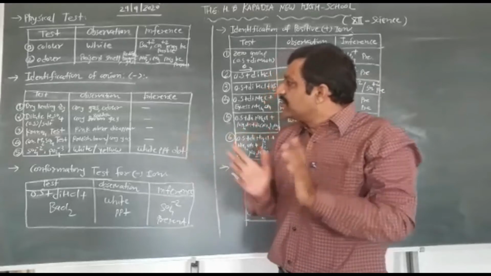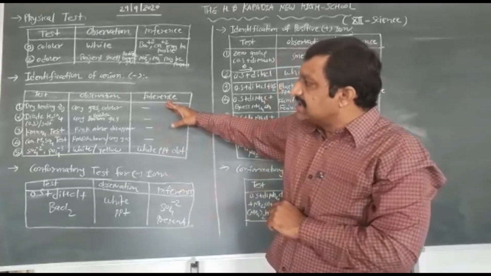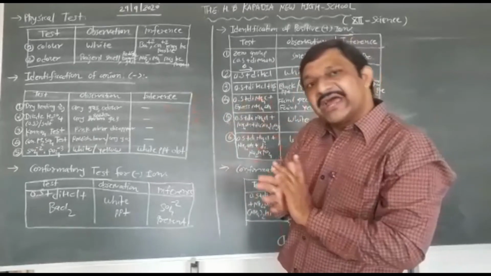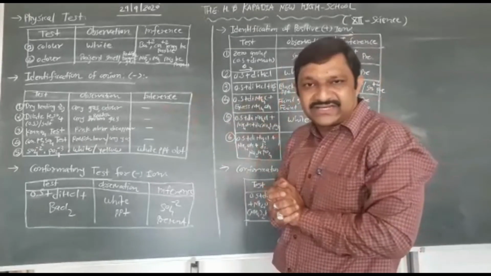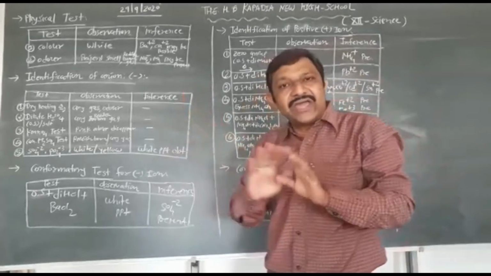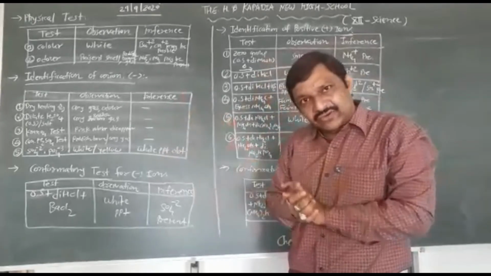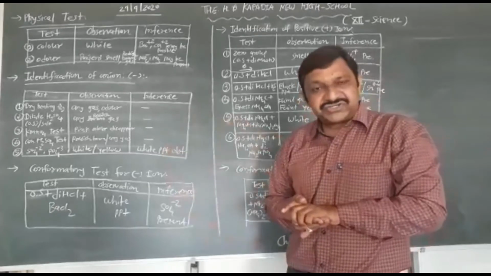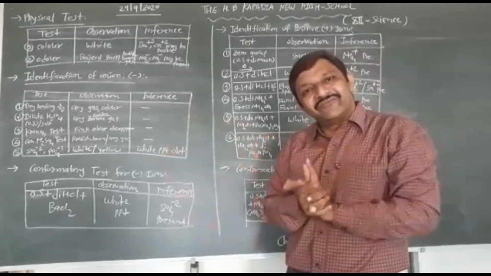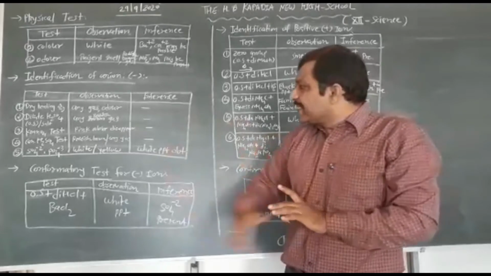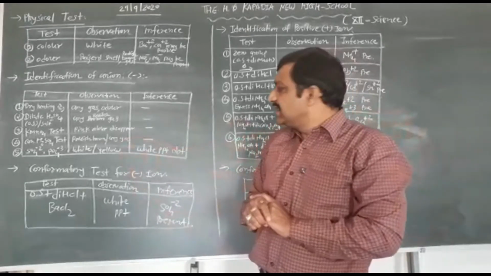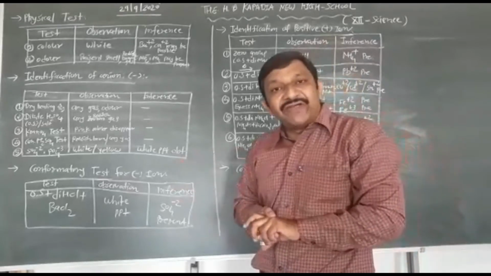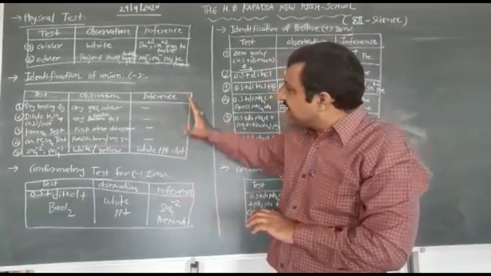When you perform the dry heating test, dilute sulfuric acid test, KMnO4 test, and concentrated sulfuric acid test, there is no result. But when you perform the sulfate test, you will get white precipitates. So your sulfate is present as a negative ion.